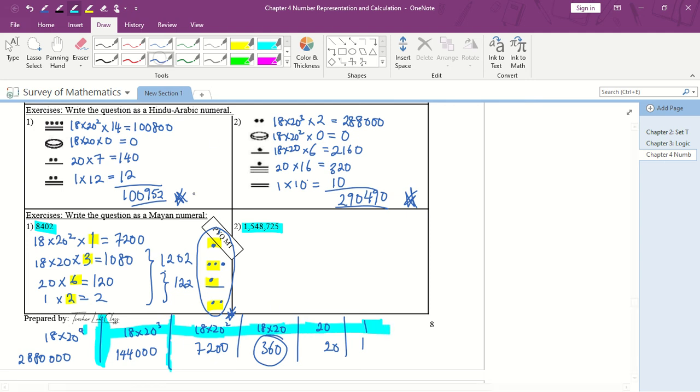Okay, which we have 5 place values here. And so the first one, 18 times 20 cube, 18 times 20 square, 18 times 20, 20, and 1. Okay, and the same idea. Now, this is the value 1,548,725. And I need to know how many 18 times 20 cube do I need here.